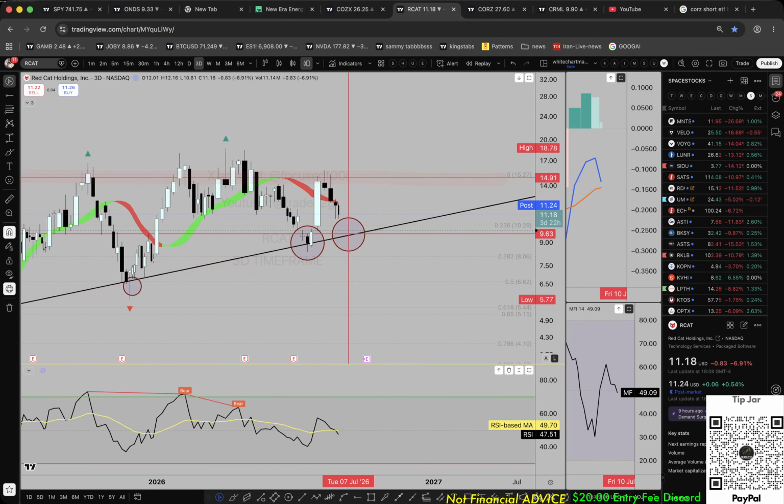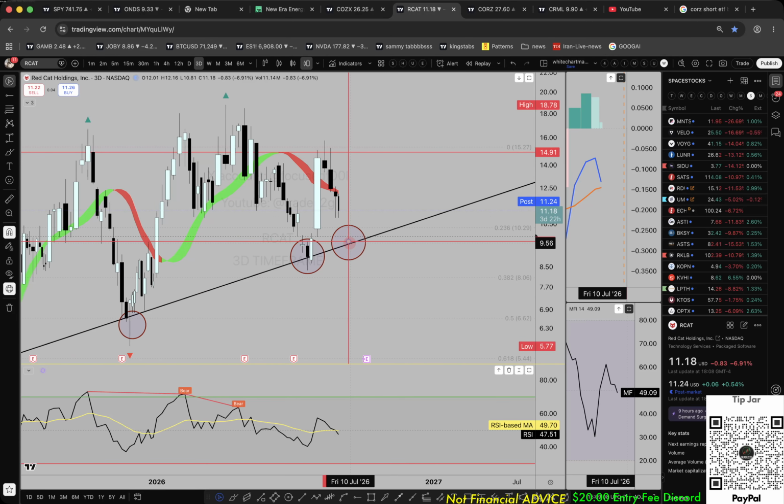Where is the next potential price action bounce? Well, roughly right at another potential higher low setup, roughly around the 9.50 range, aligning perfectly with the 236 micro 1030.